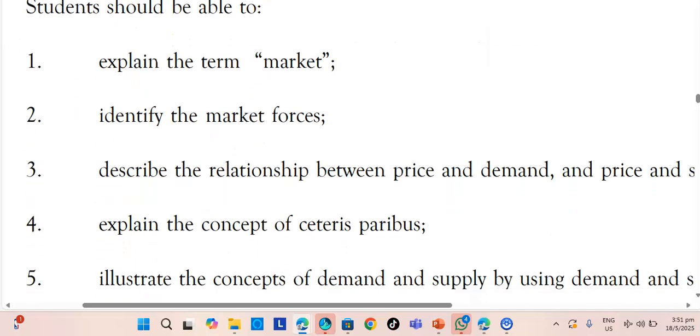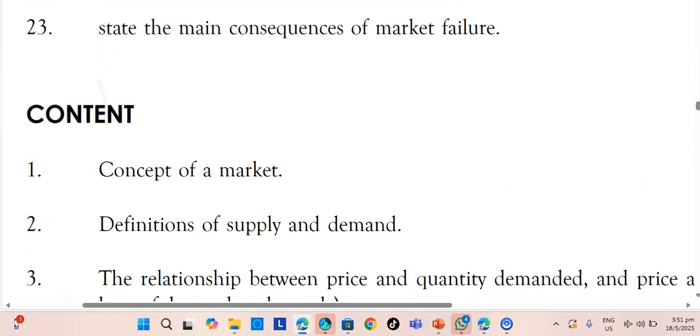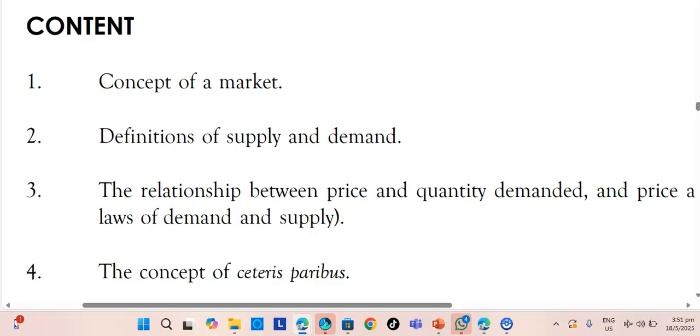All right, so students should be able to define or explain the term market. Let's go down to the content. We are to explain the concept of a market. A market is any place, system, or arrangement where buyers and sellers interact to exchange goods, services, or resources, either directly or indirectly through other means. A market does not have to be a physical location. It can be virtual or online, as long as there is interaction between buyers and sellers.